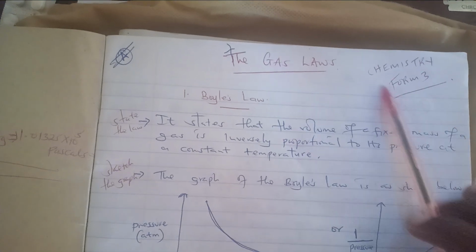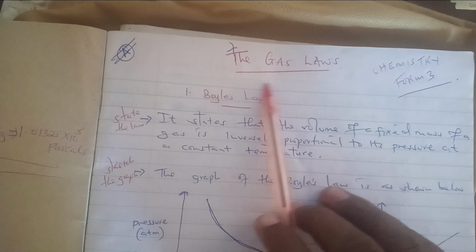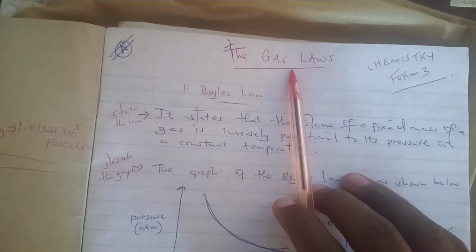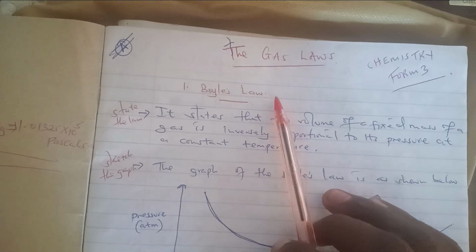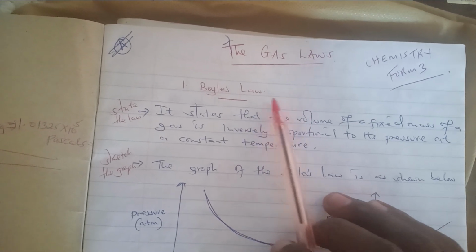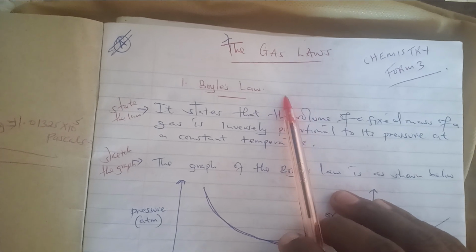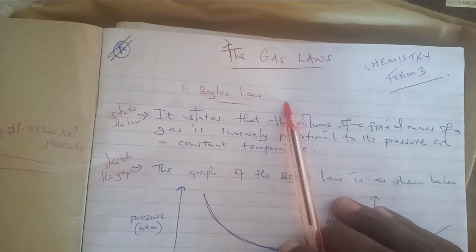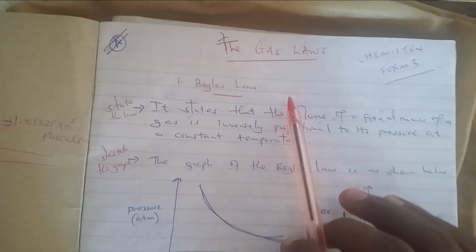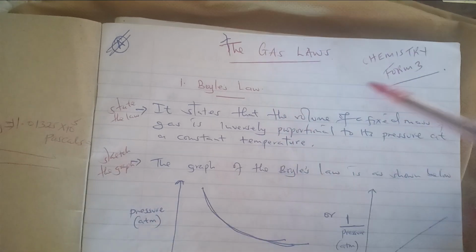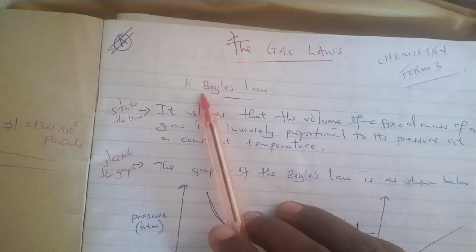Today we are going to look at chemistry, form 3, chapter 1, the gas laws. Gas laws include Boyle's law, Charles' law, combined gas law, and Graham's law of diffusion. These are the gas laws that we are going to learn under this chapter. Then we start with the first law.